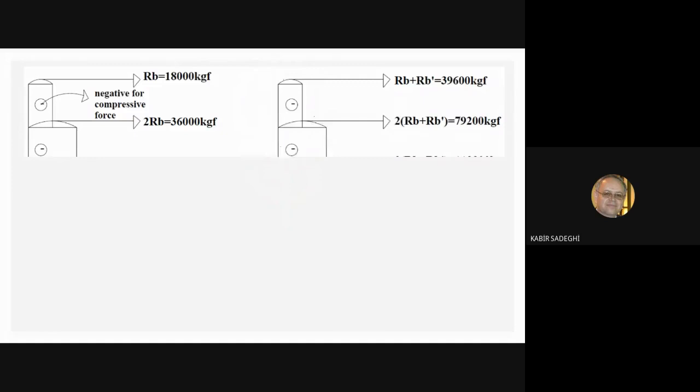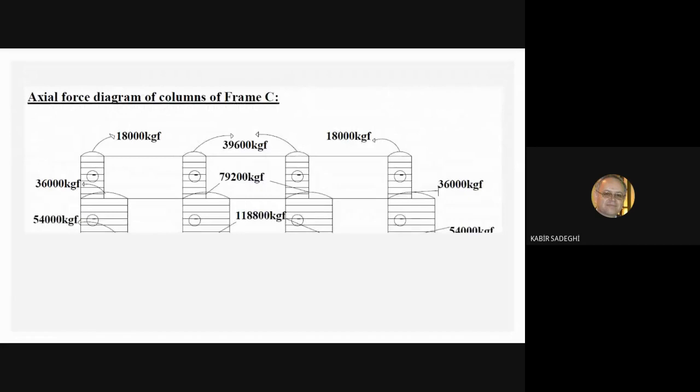Now, in this slide, we have axial loads for all columns in frame C. You see that the internal columns have an axial load 2 times that of the external columns.